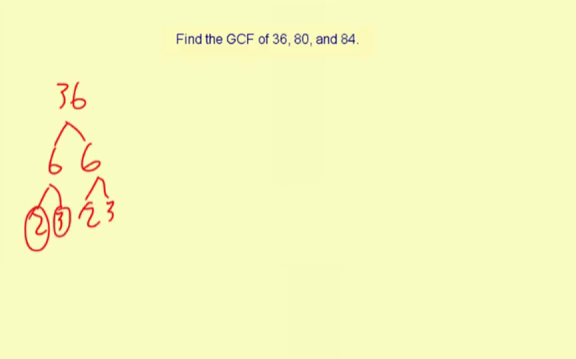So 36, we'll do that one first. I know that's 6 times 6, and then each 6 is 2 times 3. So the prime factorization of 36 is 2 times 3 times 2 times 3.